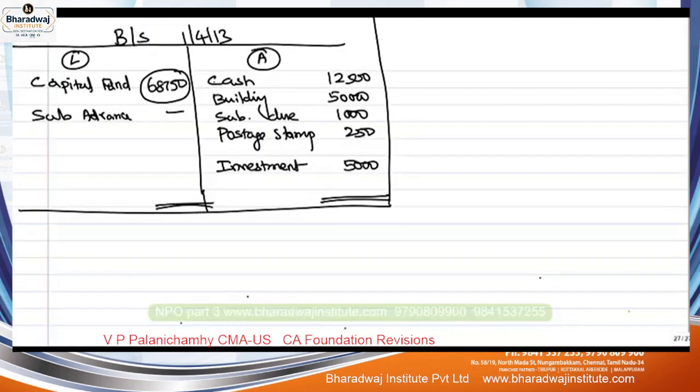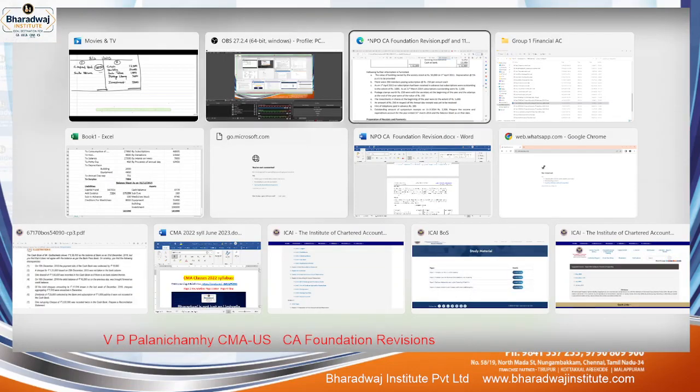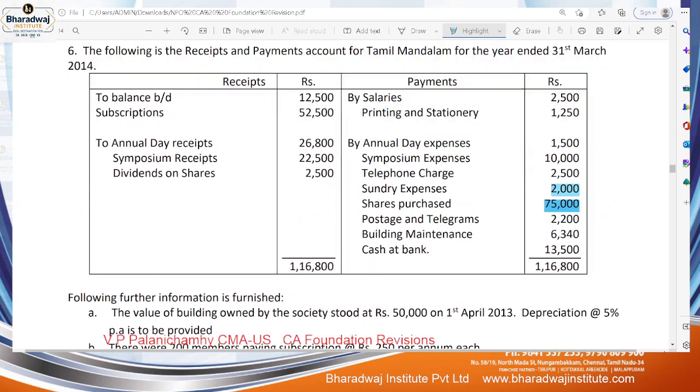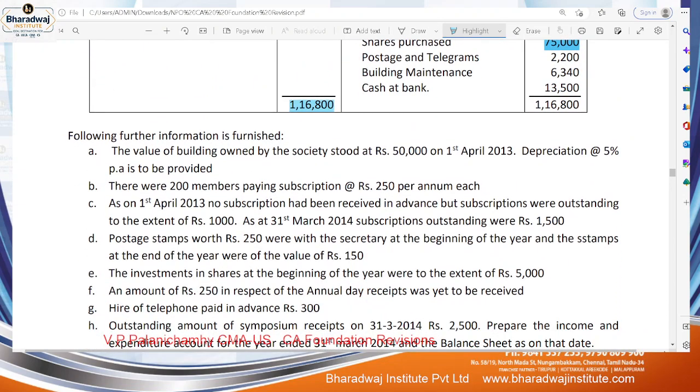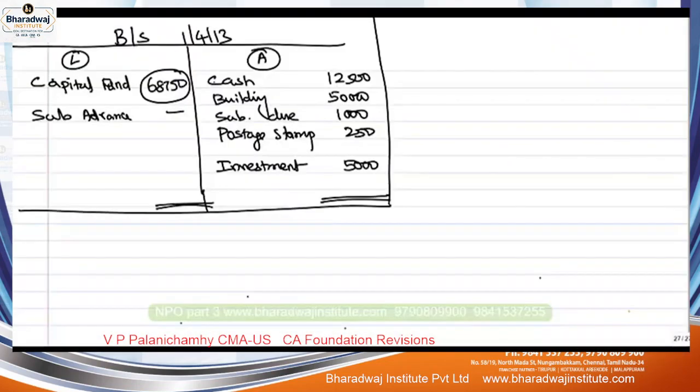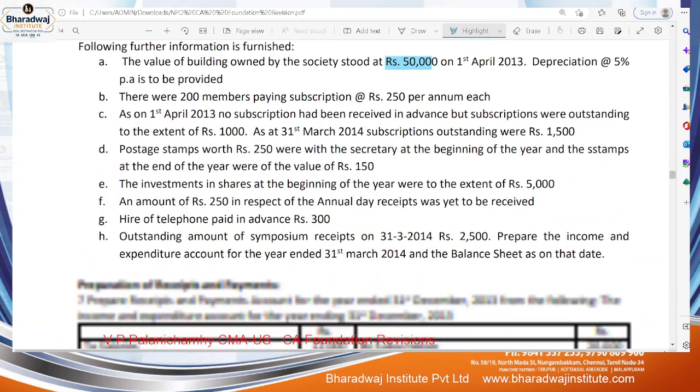Balance sheet, are you getting this capital fund? 68,150. Wait. The cash balance is 12,500. Remember, all information is not given in one place. Look at the cash balance, the opening balance. Is it 12,500? What is the opening balance of building? 50,000. Opening balance of building is 50,000. Then look at the next adjustment.